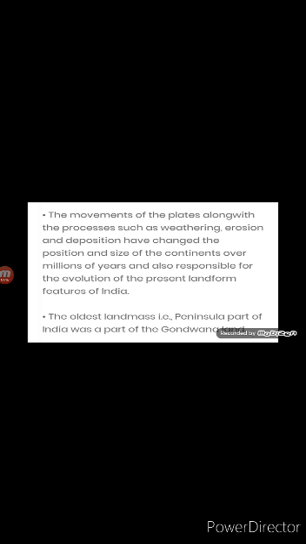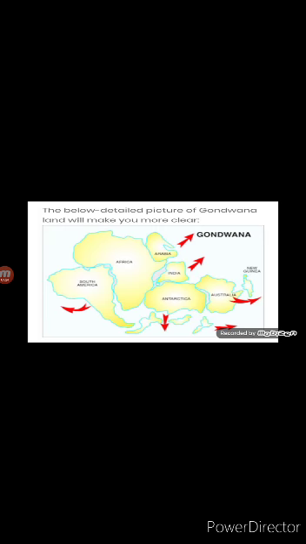Children, the oldest landmass, that is the peninsular part of India, was a part of Gondwana land. Children, just see this photograph and you will see that the Gondwana land included India, Australia, South Africa, South America and Antarctica as one single landmass, and we call it Gondwana land.